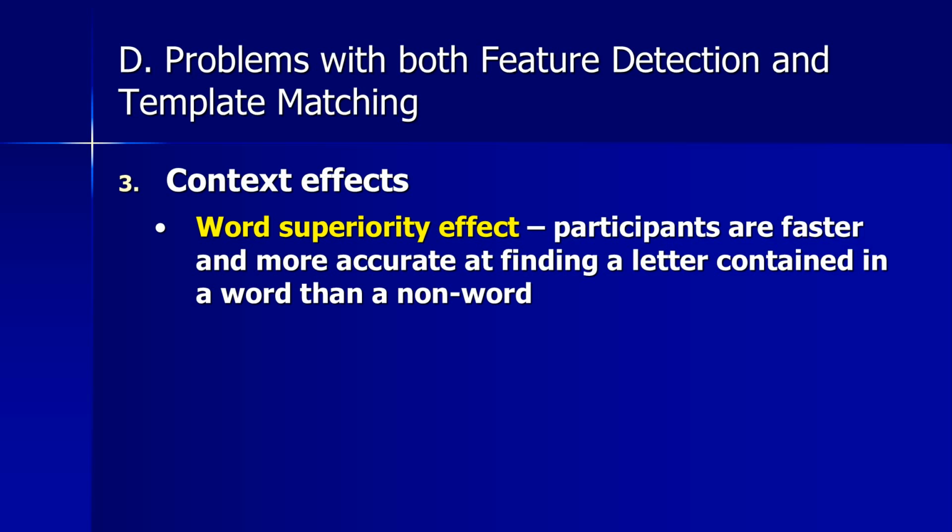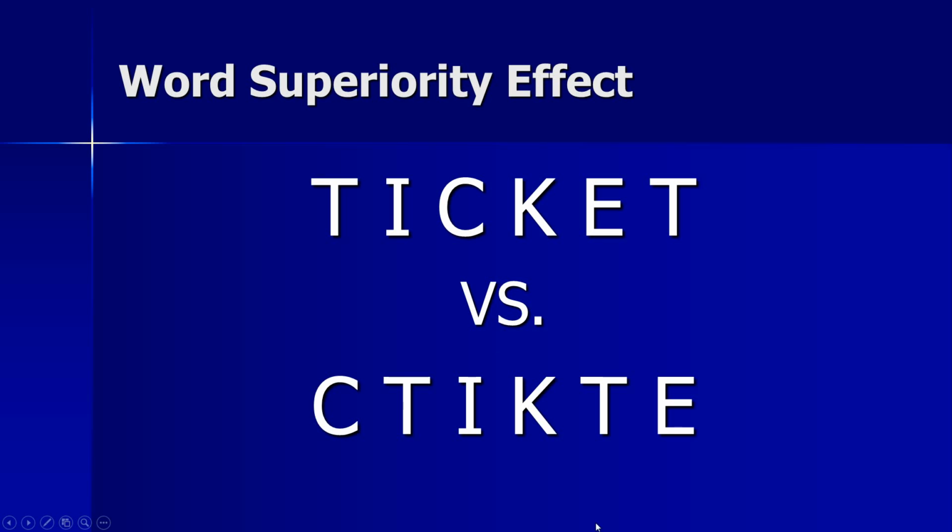Another problem with feature detection theory, or template matching theory for that matter, is they don't handle what we call context effects. And there's a well-established phenomenon called the word superiority effect. It's simply that participants are faster and more accurate at finding a letter contained within a word than within a non-word. And that doesn't work for either of these theories on their own. Because if we're just detecting features, it shouldn't matter if it's a word or not, and certainly it shouldn't matter for template matching. So to give you an example, if I were asking you to find the letter K, you'd be much faster at finding it in the word ticket than here.